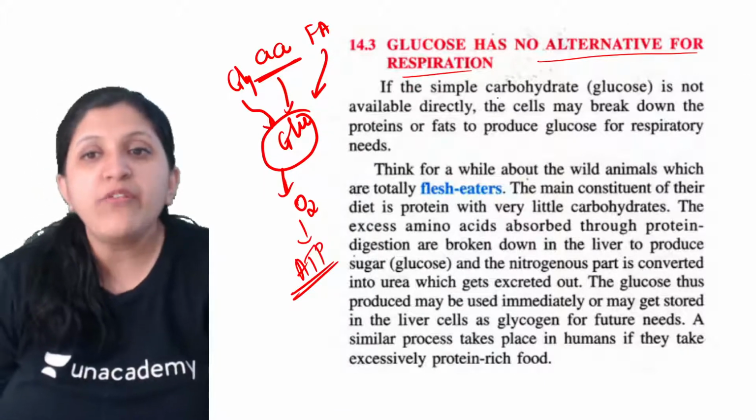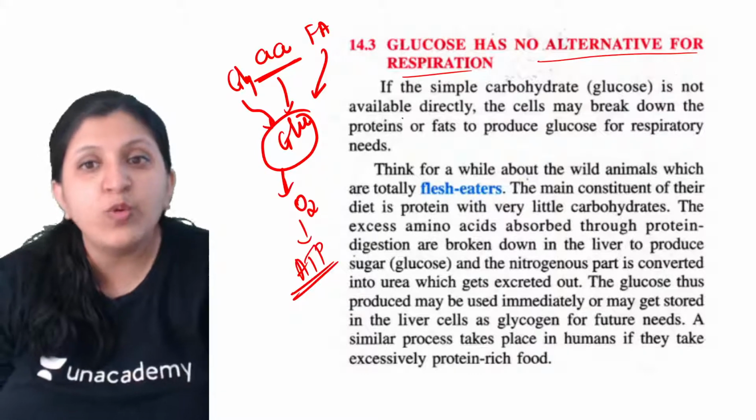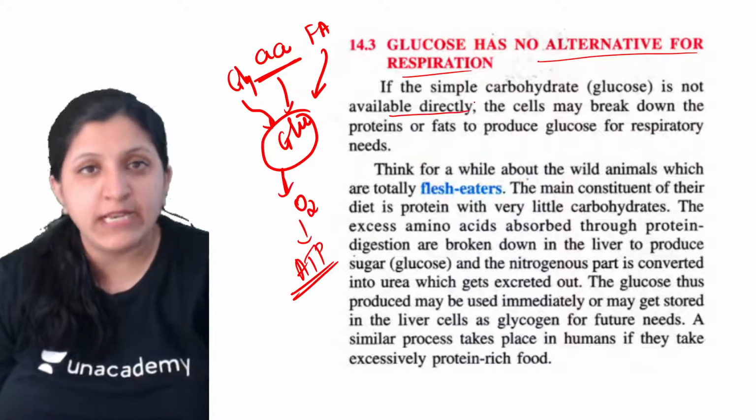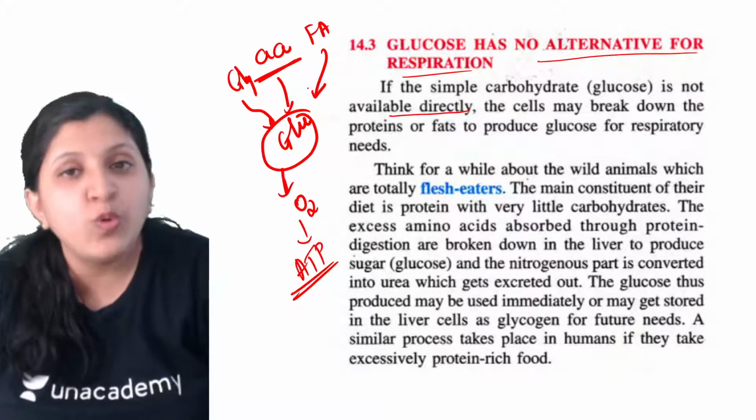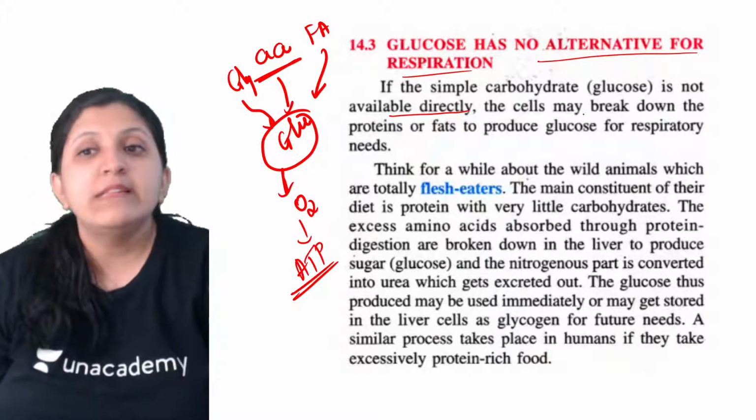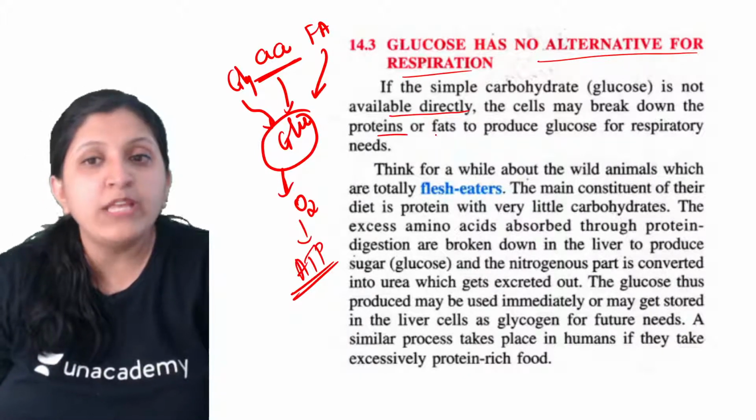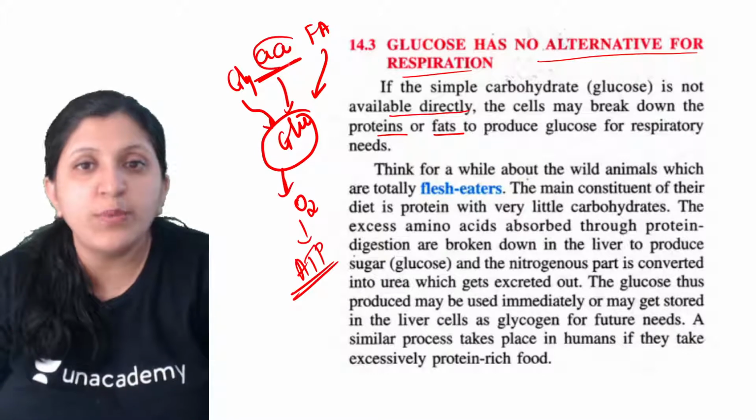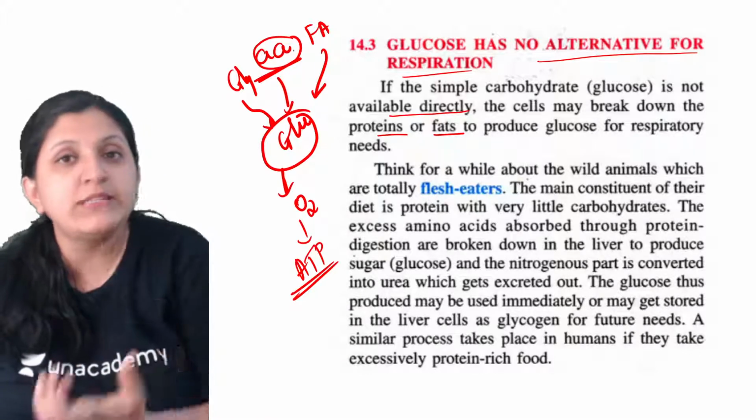Okay, so if the simple carbohydrate glucose is not available directly, when the glucose is not available, the cells will break down the proteins or fats. So they will break down the protein. Now this protein is amino acids.